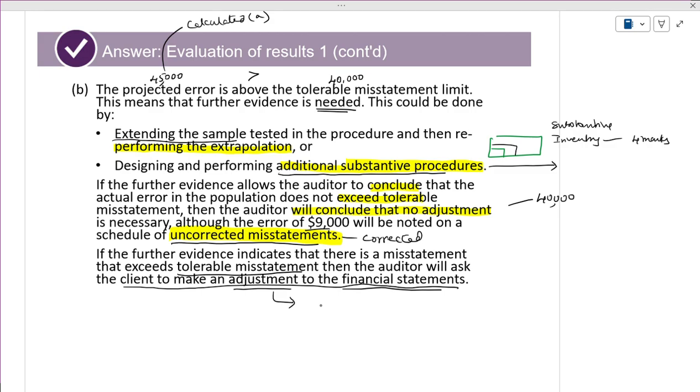This is the way of test of details. Just read once, and once it is over, please tell. Just read point number B.